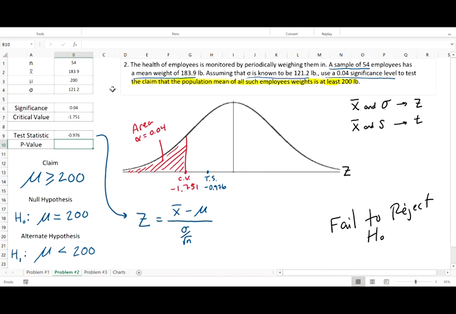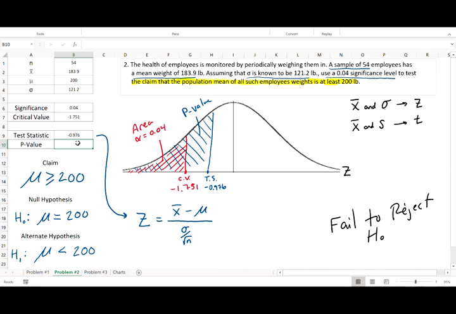So the p-value is the area outside the test statistic. And just by this diagram, without even calculating the actual p-value, we know the p-value, which is the blue area, is bigger than alpha, which is the red area. But if we wanted this p-value exactly, we could use Excel for that.